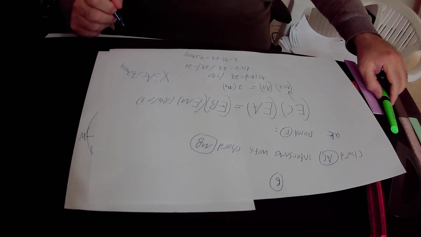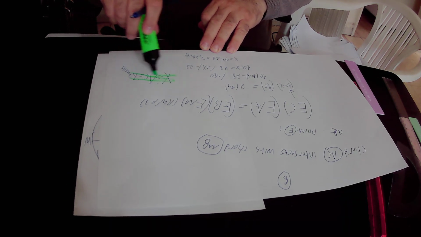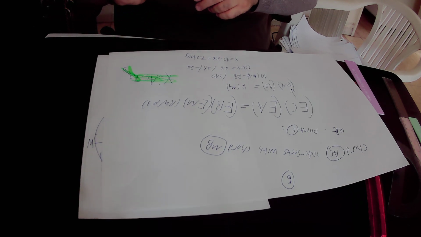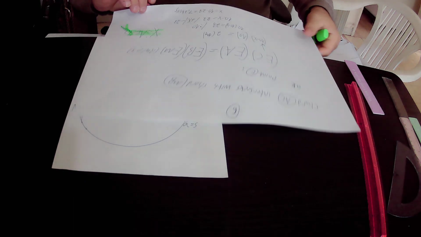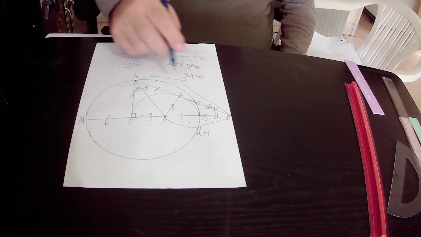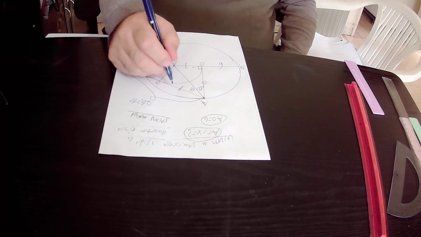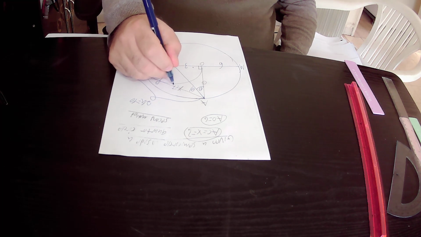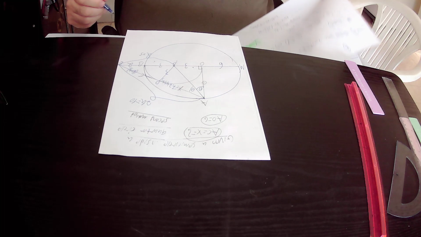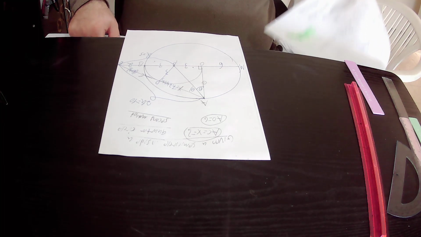So in both methods, we found out that the length of line segment x, which is also equal to AC, is 7.2 units. We finished with the second method. In the next step, I will summarize the lecture.